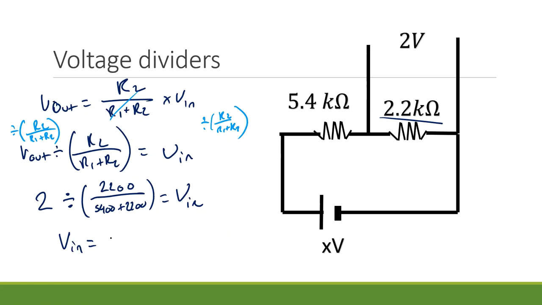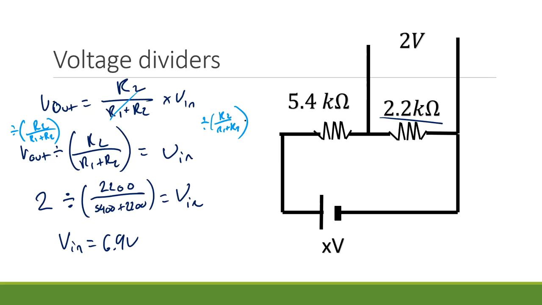If you wanted to figure out what R1 was, it's going to be a bit of a pain. To be honest with you, figuring out what R1 is is probably easier just using the actual circuit method that I showed you at the beginning, but you could always rearrange this formula: Vout times R1 plus R2, subtract R2, divide both sides. Yeah, you could still work out what R1 is using this formula, but it's going to be a bit of a pain. This formula is really good for working out Vout and Vin.